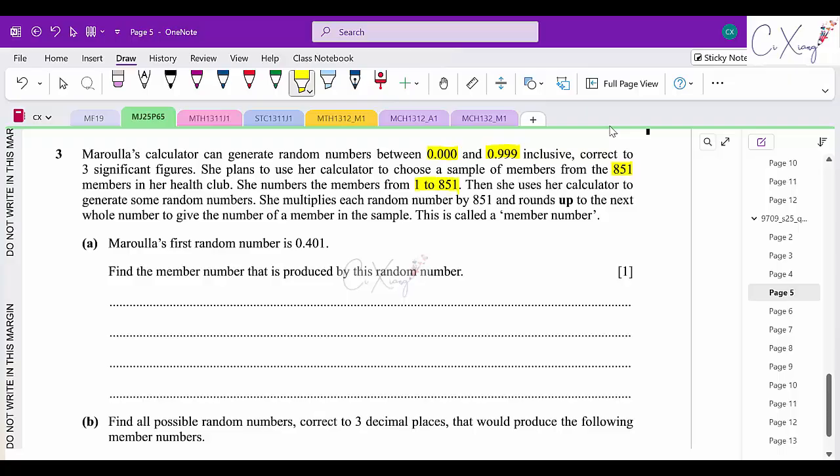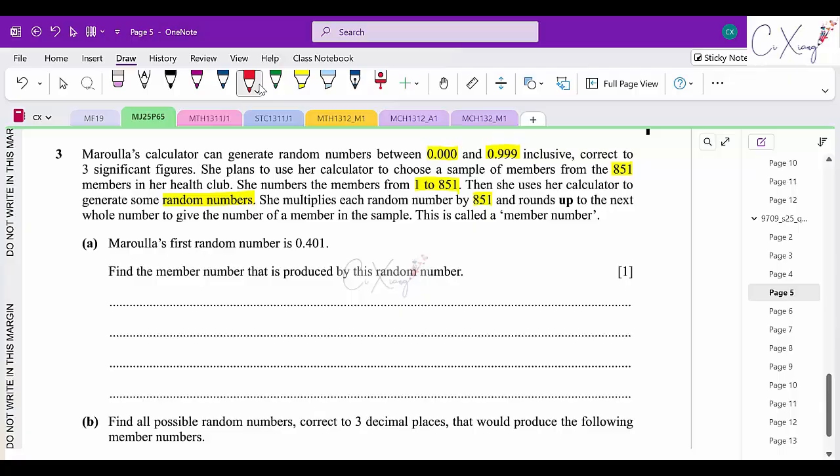Then she uses her calculator to generate some random number. She multiplies the random number by 851 and rounds up to the next whole number to give the number of a member in the sample. This is called a member number. All right, so you need to understand the process here first. Basically, when she wants to select a member, she needs to select using the member number. But how to generate the member number?